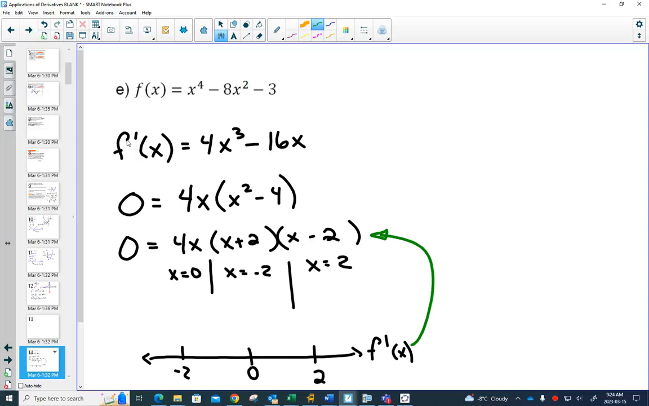So for example, a number less than -2 would be -3. If you plug -3 into the 4x cubed minus 16x, you'd have to do some intense mental math. Not super hard, but not necessarily what your brain wants to do at the moment. But if I use the factored version and I plug in -3, all you have to do is see, are each of these factors positive or negative? 4 times -3 will be negative. I don't even have to remember that it's -12. Negative 3 plus 2 will be negative. Negative 3 minus 2 will be negative 5. If I have a negative number times a negative number times a negative number, does it make sense that this whole section will be negative and that this is decreasing?